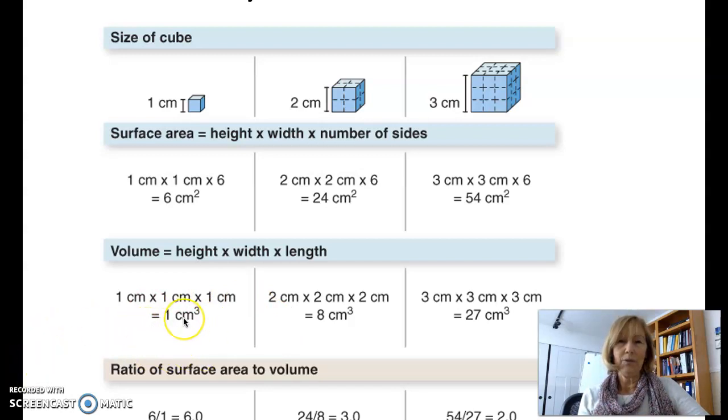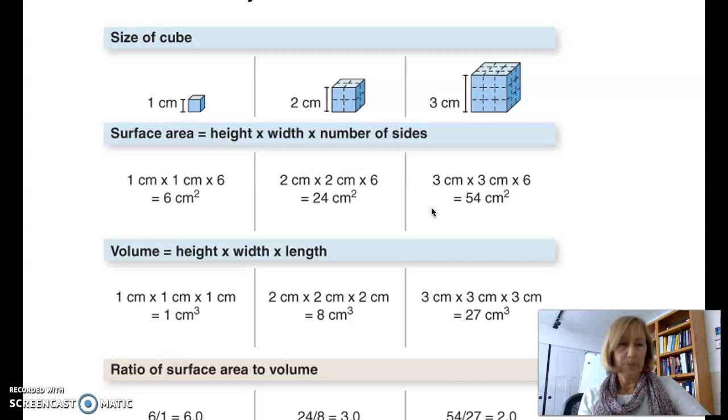And when you multiply the inside of this, which is the height times the width times the depth, or the length, either one, it's going to be 1 centimeter cubed, correct? 1 cubed. And you increase it to the medium size one of 2 by 2 by 2, it's 8, and 3 by 3 by 3, and it's 27.